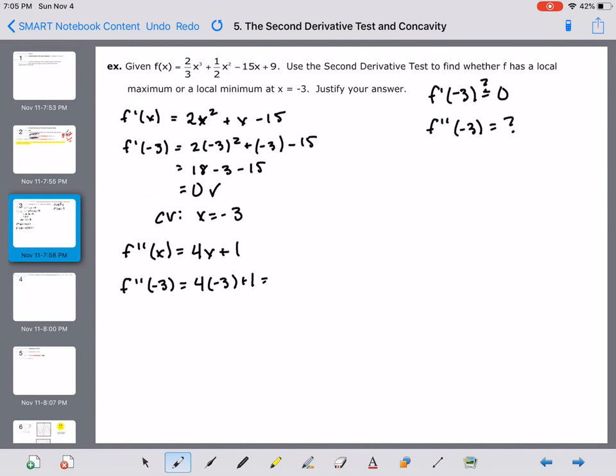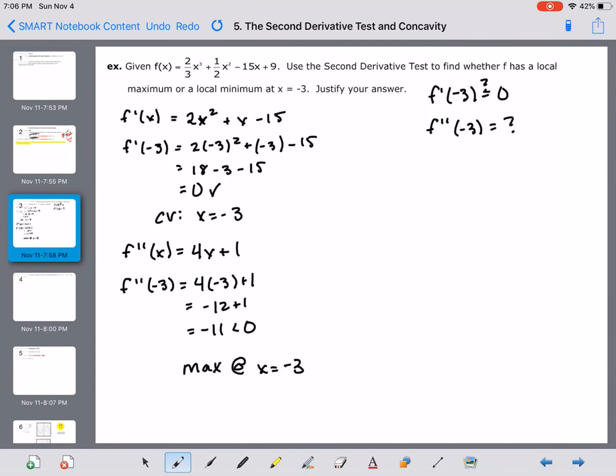And if we do that, we get -12. Let's go down here. -12 plus 1 gives us -11. Okay. And because we get -11 there, that -11 is less than 0, which makes this not a local minimum, but a local max. So I would say that there's a max at x equals -3.